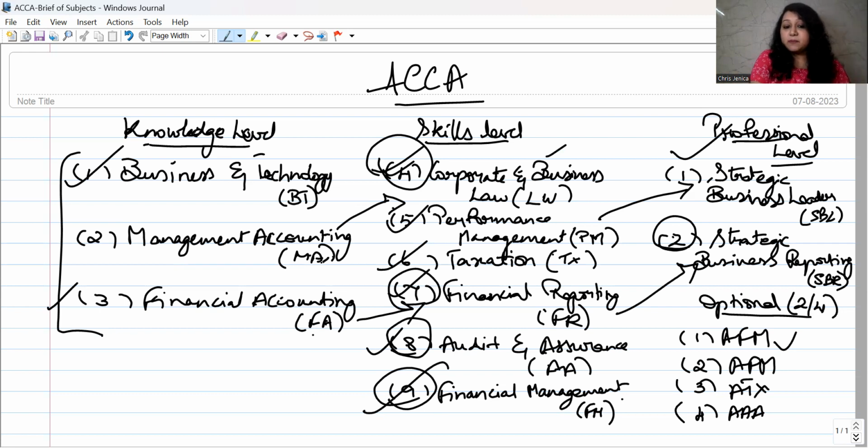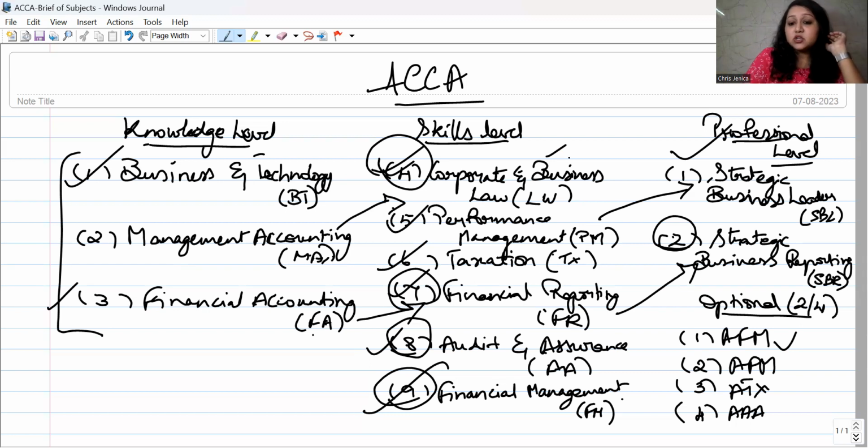For example, if you're doing MA, it's going to be completely calculations and more of cost accounting techniques. So if you need some kind of a relaxation, you can choose one theoretical paper at the same time. You can choose business and technology. Immediately, you can get the results, right? So you can study BT as well. Or during FA, you can study your corporate and business law as well.